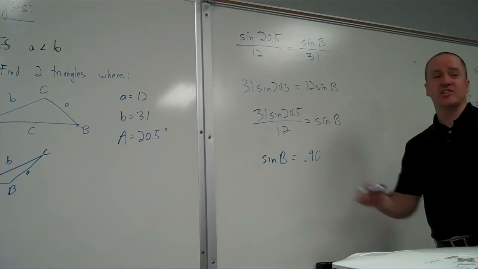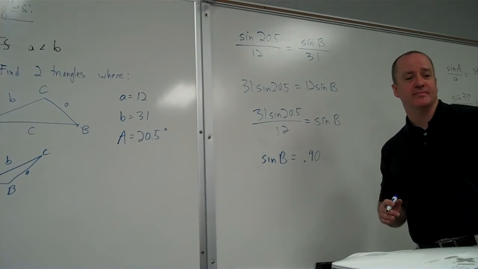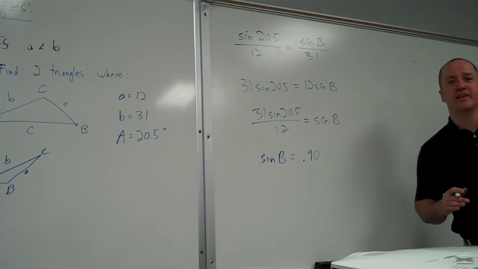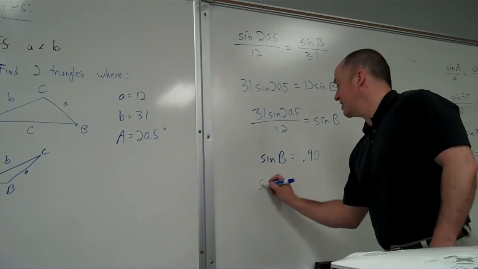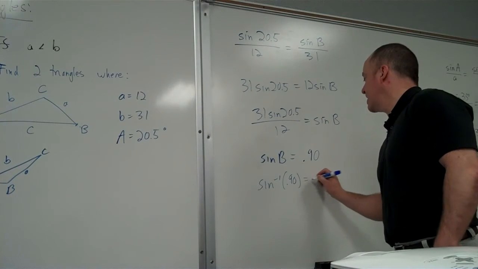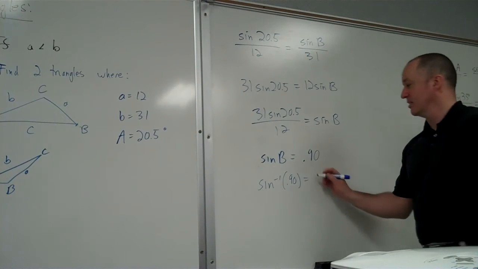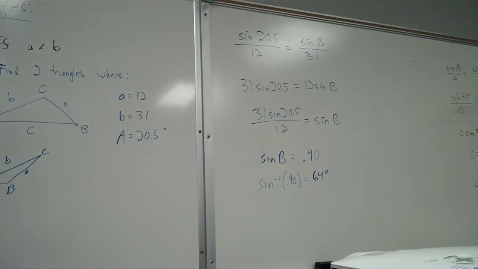How do I use this to actually find the angle now? What's the button I use? It's one of the three words that I always say are mixed up so much. Inverse sine, okay? So if the sine of B is 0.9, then I use the inverse sine button of 0.9 to get me the angle. And what angle is that? That's 64 degrees. Okay, so let's fill that in here. That was B, right?